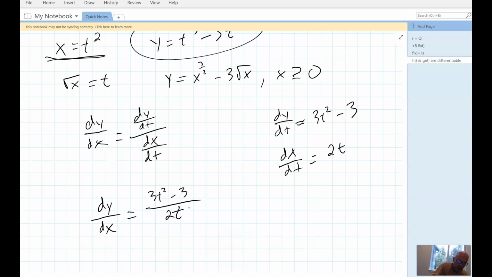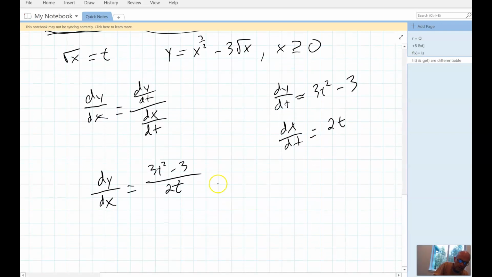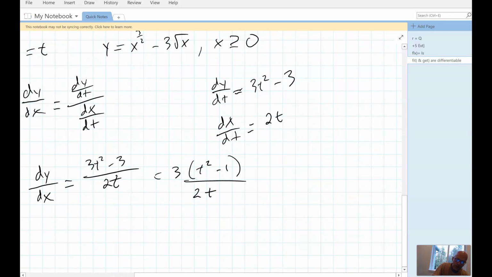It's fairly easy to see if we factor out a 3 up here. That'd be 3 times (t squared minus 1) over 2t. So, of course, now that we see that, both 1 and negative 1 would make the top equal to 0. So that means when t equals 1, there will be a horizontal tangent line, and when t equals negative 1, there will be a horizontal tangent line, because neither one of those makes the bottom 0.